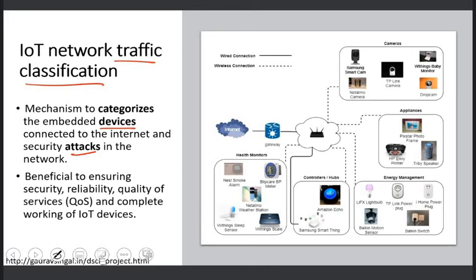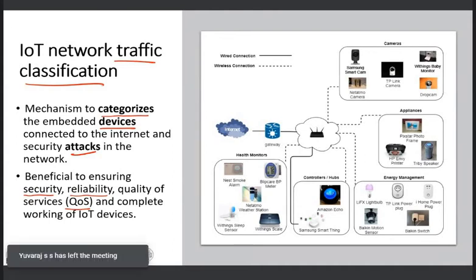The application leads to a mechanism to categorize the embedded devices connected to the internet, and security attacks in the network, with the help of traffic behavior. It will be beneficial for ensuring security, reliability of the system, and QoS, quality of service. So you can also be sure that your IoT network or your complete system is working perfectly fine.